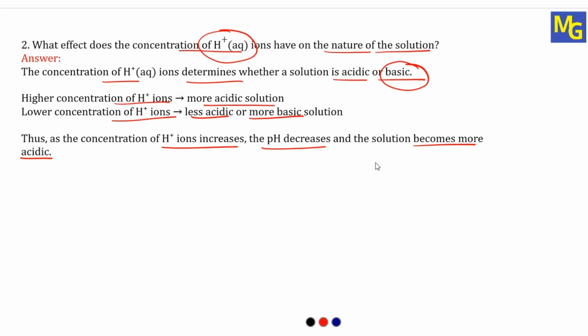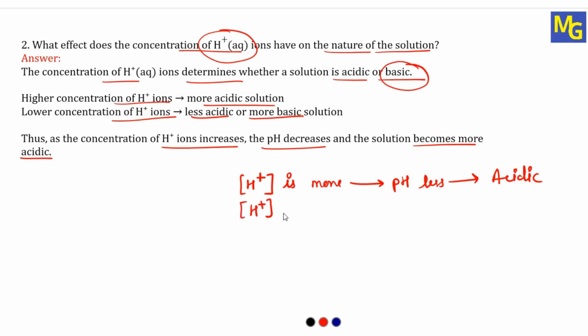So this is the relation between the concentration of H plus ion and the nature of the solution. Remember, I'll write it once again here. If H plus ion concentration is more, then pH will be less and it becomes acidic. Write it somewhere in your book so that once you see these two sentences, you can easily recollect what is acid and what is base. If the H plus ion concentration is less, then pH will be more and it becomes basic. So this is the hint which you remember for acidic and basic solution. So this was the answer for question number 2.